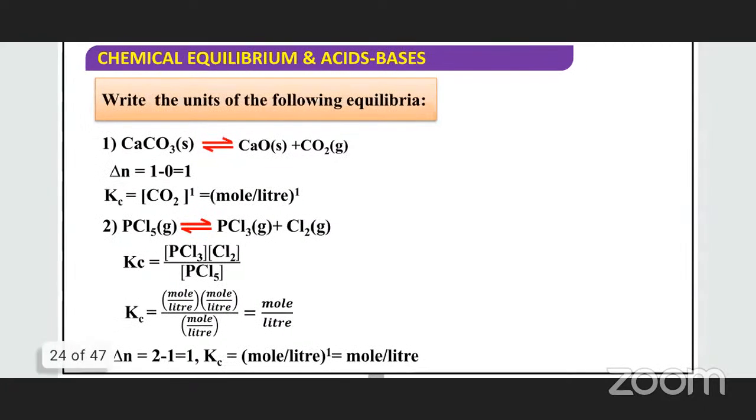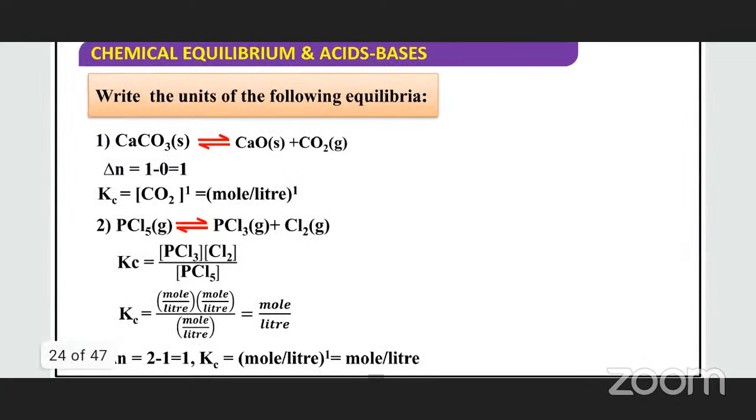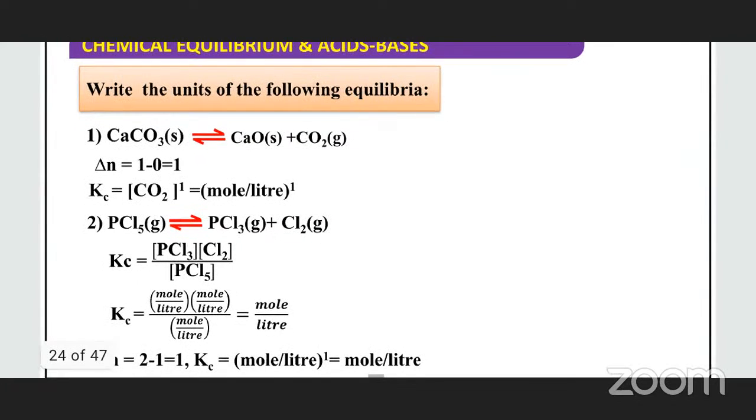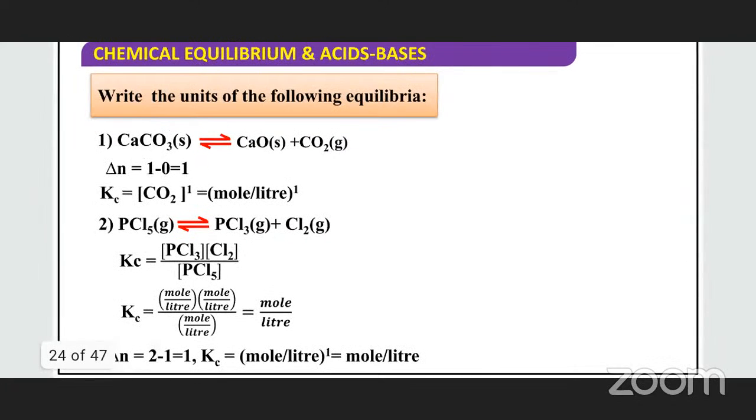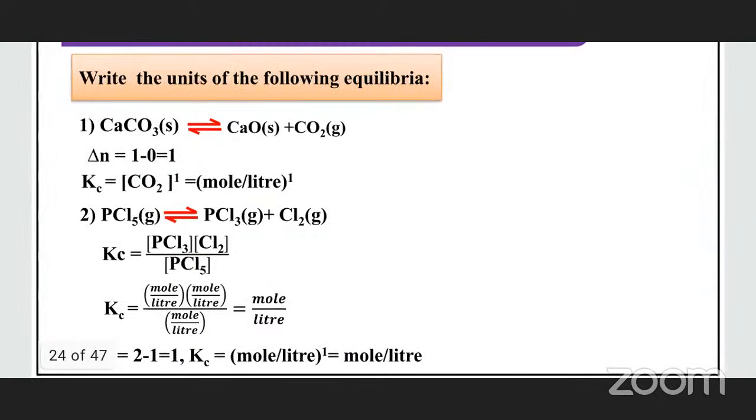Units for the following equilibria. Example: CaCO3 gives rise to CaO plus CO2. Delta N is equal to the number of moles of product minus the number of moles of reactant in the gaseous state only. Therefore, the number of moles of product is only 1, since CO2 is in the gaseous physical state. 1 minus 0 equals 1. Kc is equal to the molar concentration of CO2 to the power 1. Units: mole per liter.